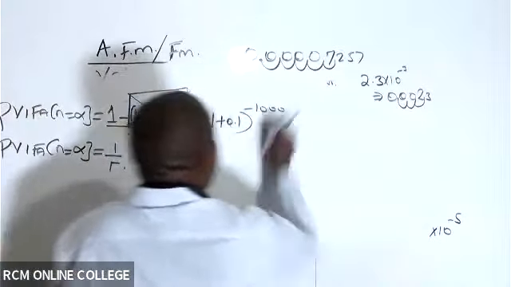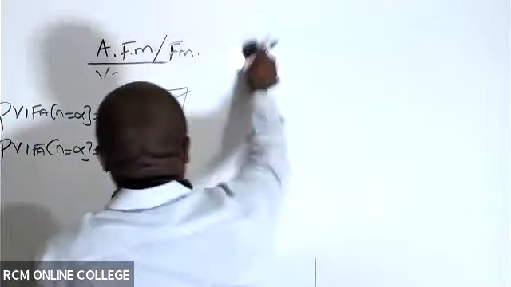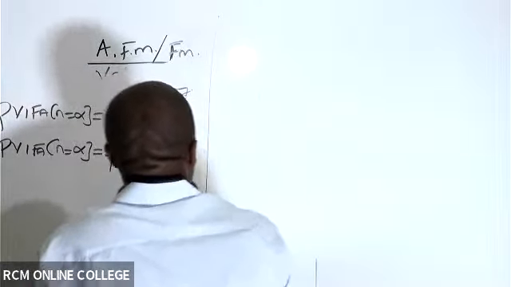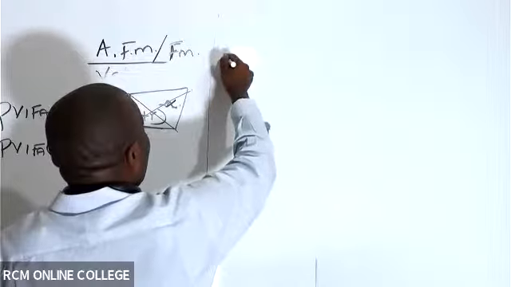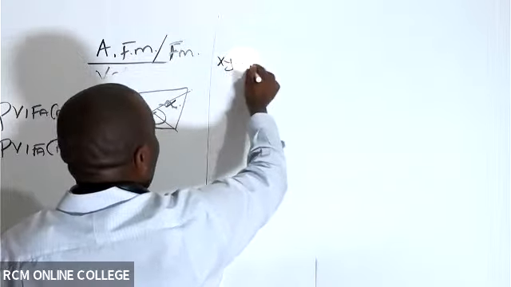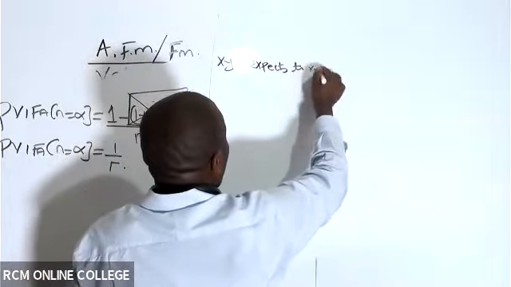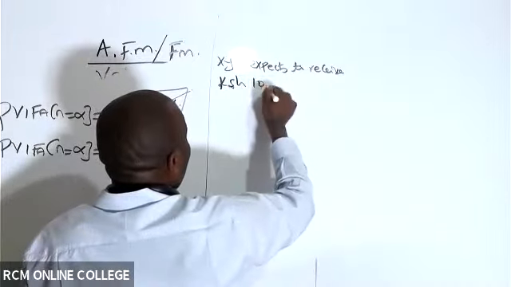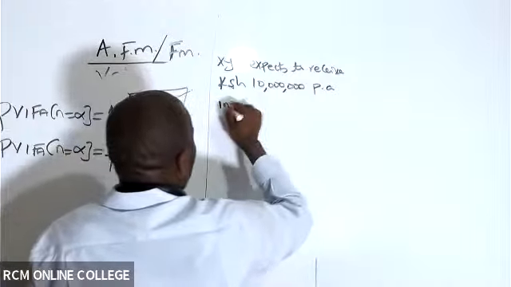Now, from there, ladies and gentlemen, I would want us now to get serious. Let's get very serious with our lives. So then, what if somebody tells you that we have XYZ, as an illustration, expects to receive Kenya shillings 10 million per annum indefinitely.